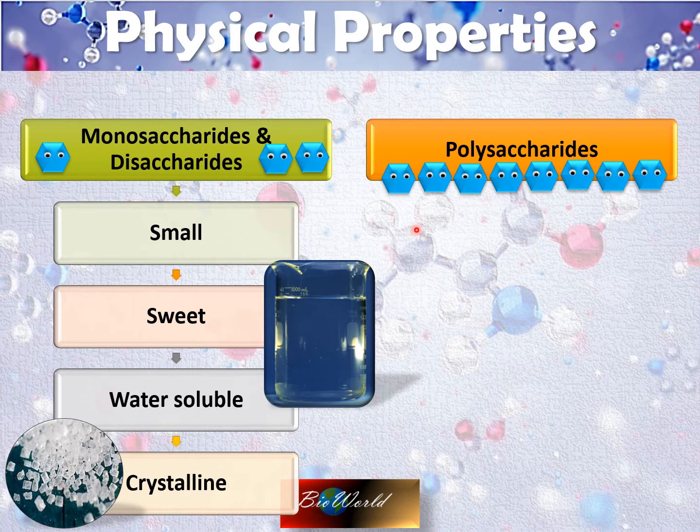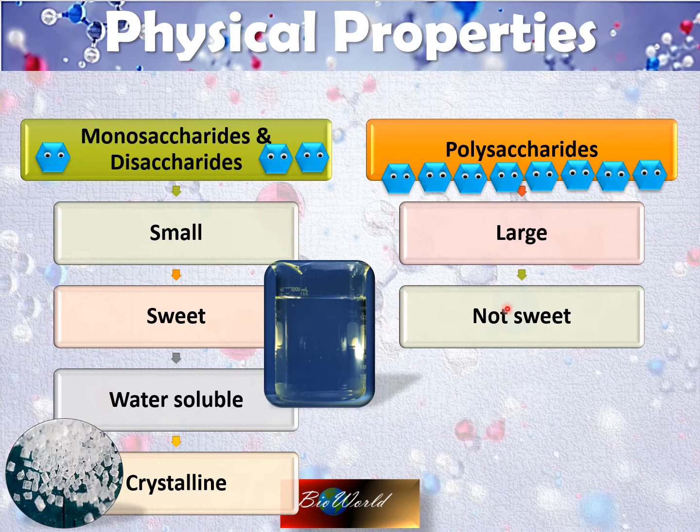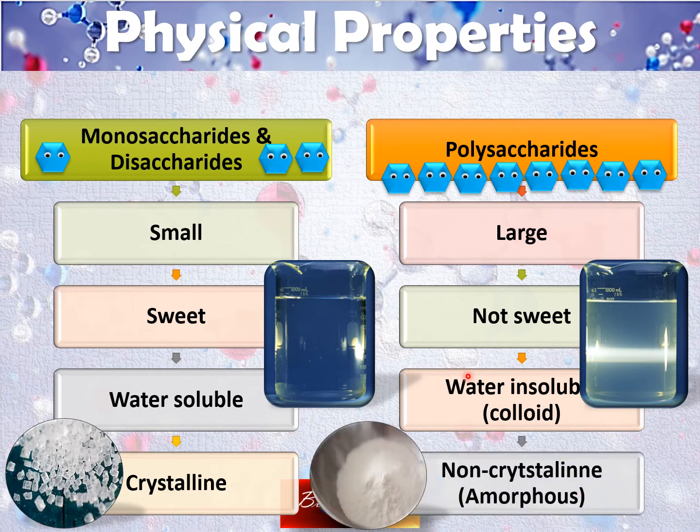As we compare this with polysaccharides, polysaccharides are macromolecules. They are large. And we find that they are tasteless. If you take a polysaccharide, that is starch or glycogen, and mix into water, you find that they do not dissolve completely. Instead, they form this semi-soluble structure called a colloid. And polysaccharides cannot take a crystalline shape. Instead, they have a powder appearance, which we call amorphous.